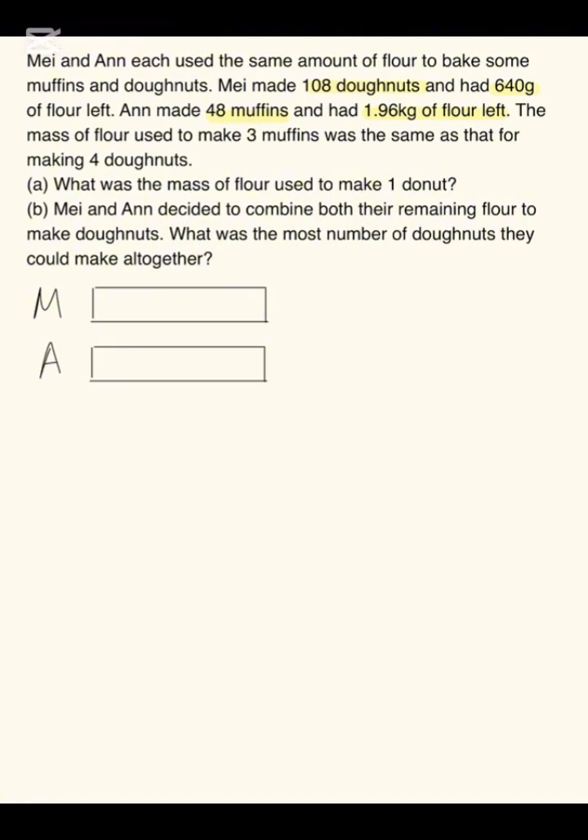So how do you represent this in the model? We know that 108 donuts is here, made by Mei. 640 grams left over. Next one, Ann made 48 muffins, but she had more left over. So this is 1.96 kg of flour left over and 48 muffins made using the flour.